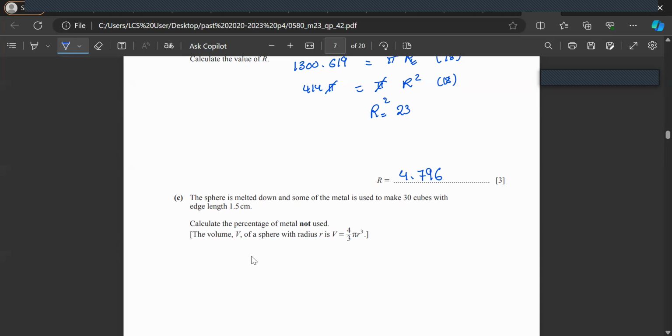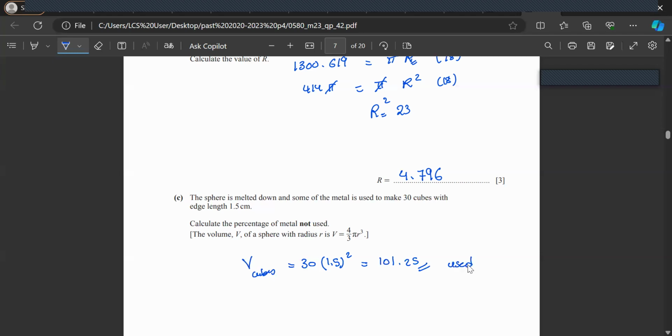So I am going to get the volume of the cubes to see how much of the sphere is used, which is 30 cubes multiplied by the volume of the cube. What is the volume of the cube? Edge cubed. So 1.5 cubed multiplied by 30 cubes. It will give me 101.25. This is the volume that is used.